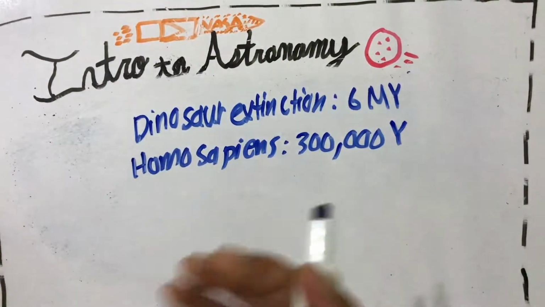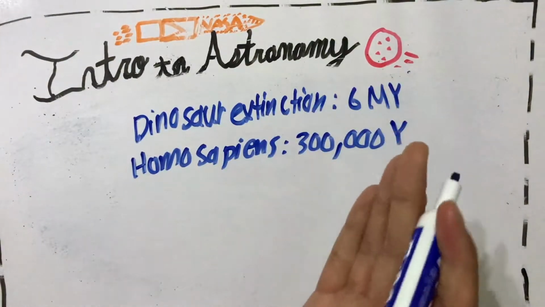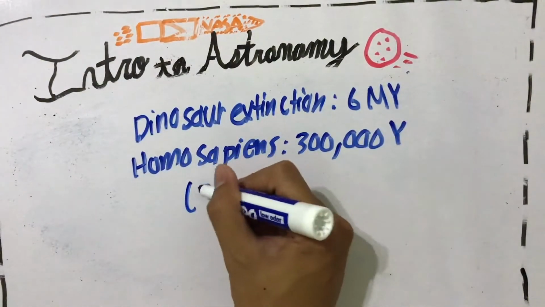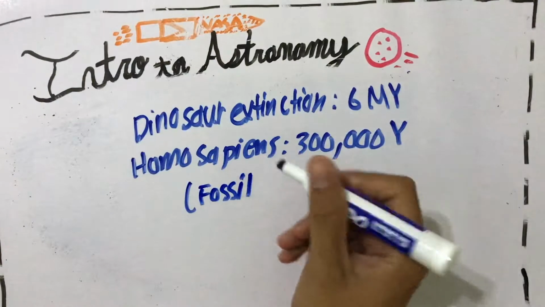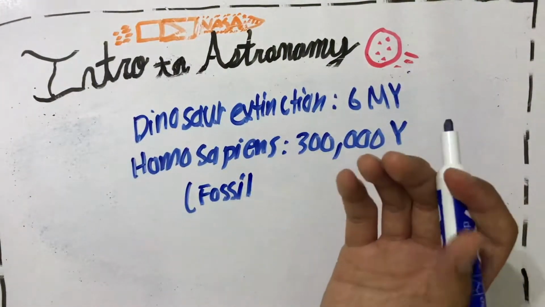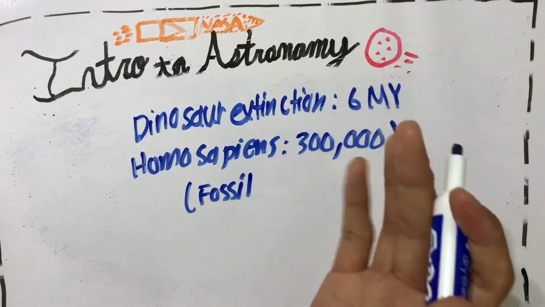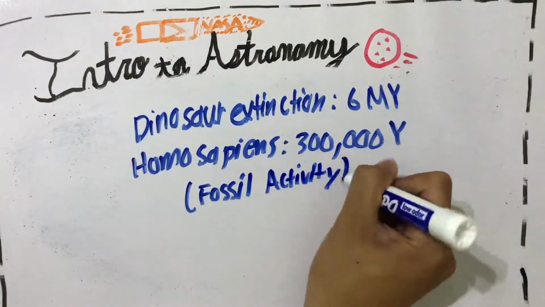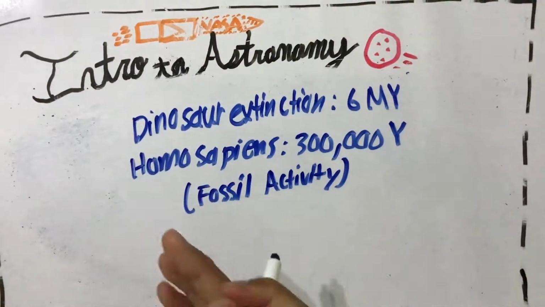And we observed all of these dates through fossil activity, unlike the dating of our solar system, which was by radioactive dating through meteorites. So this is quite interesting.